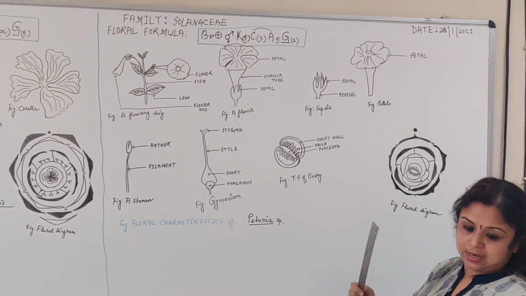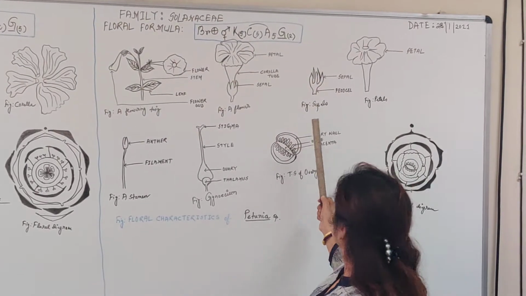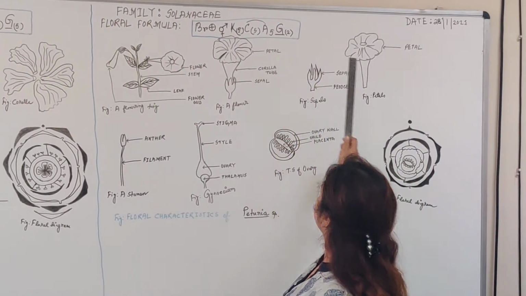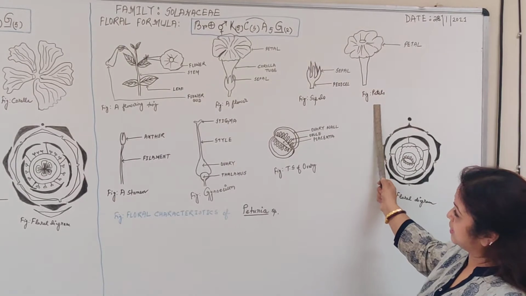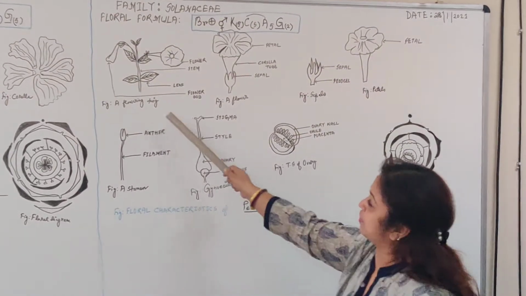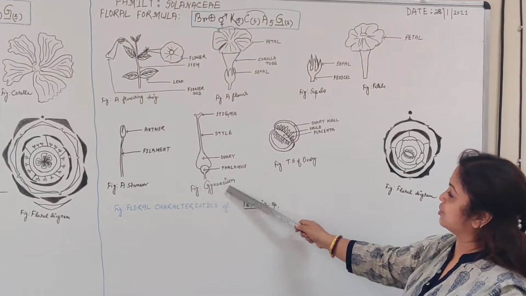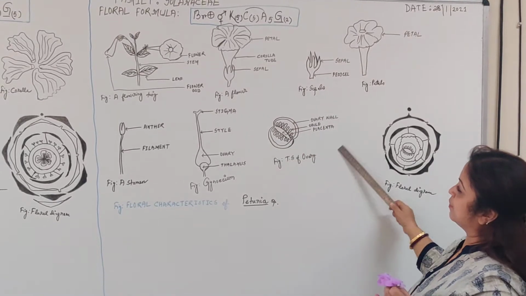LS of the flower is being sent to you. It's not drawn over here; I'll explain it to you. The sepals, petals, stamens belonging to the androecium, and gynoecium. You have to draw the TS of the ovary as well.